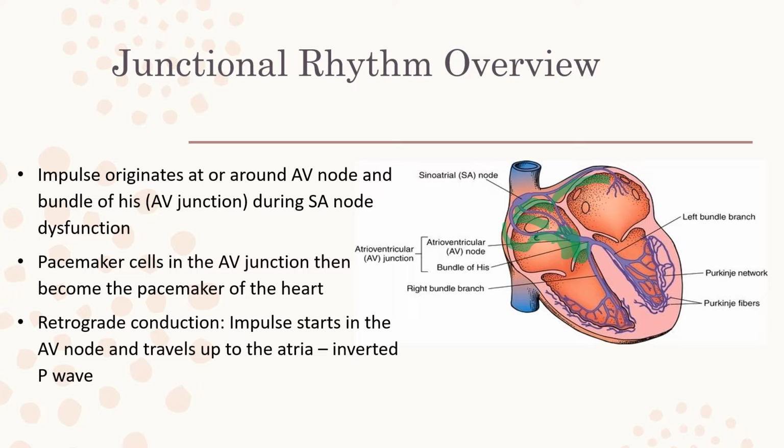And what that means is if we have retrograde conduction, we're going to see an inverted P wave in the inferior leads, particularly leads 2, 3, and aVF. In lead 1, sometimes the P wave looks sort of isoelectric. And as you'll find with junctional rhythms, the P waves can be inverted, missing, or they can be before, during, or after the QRS.